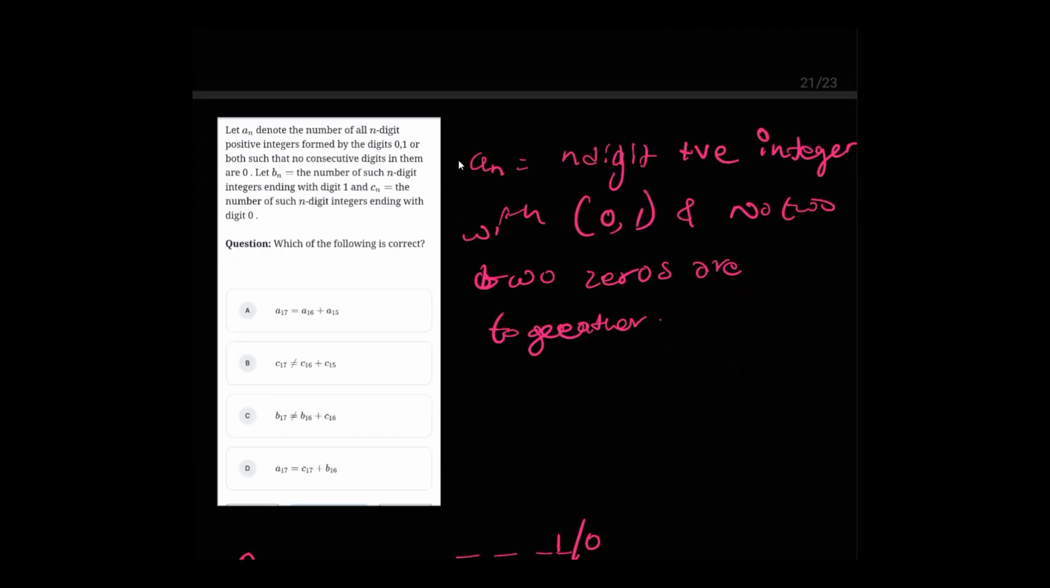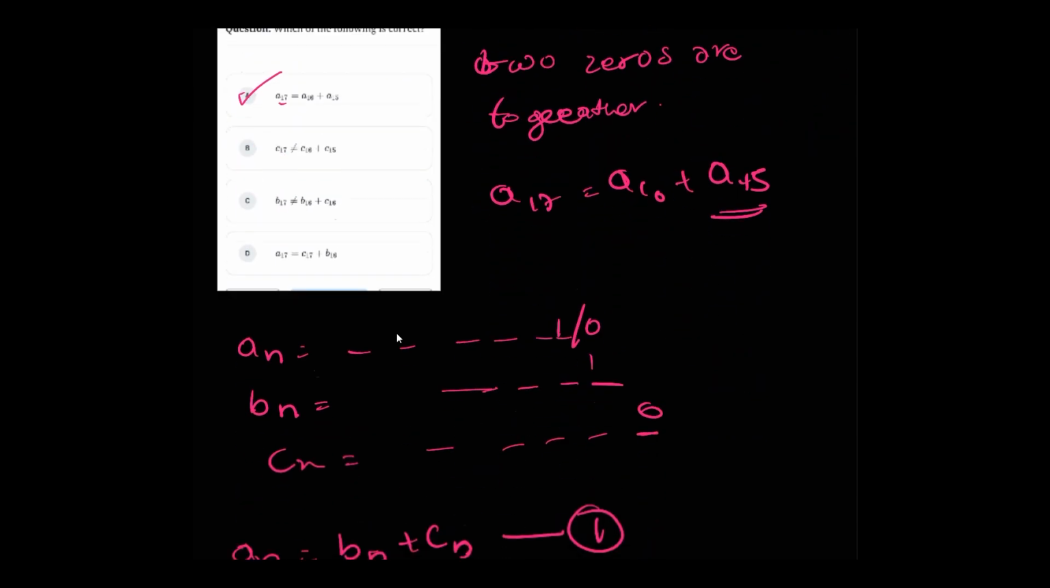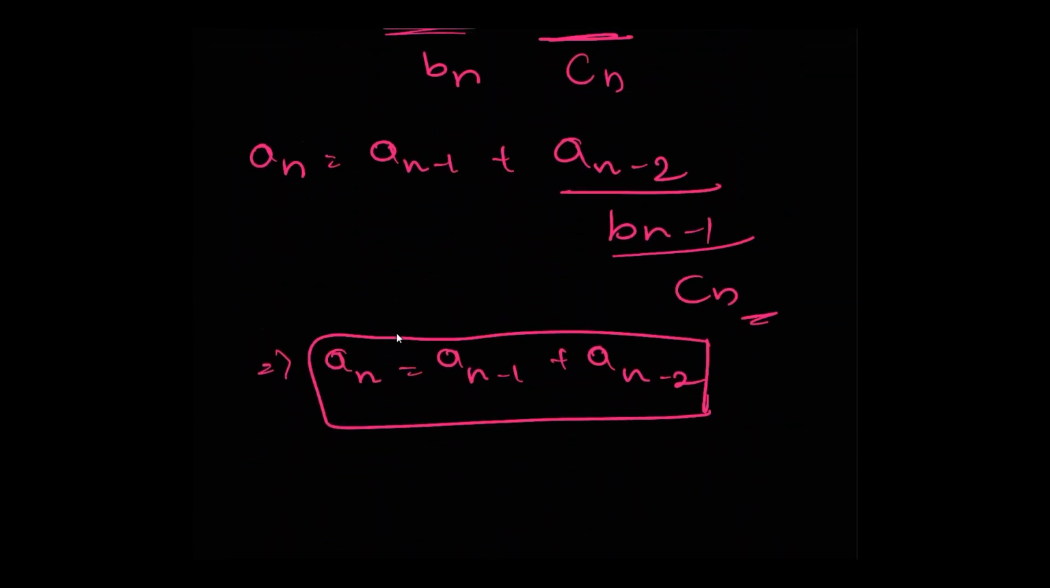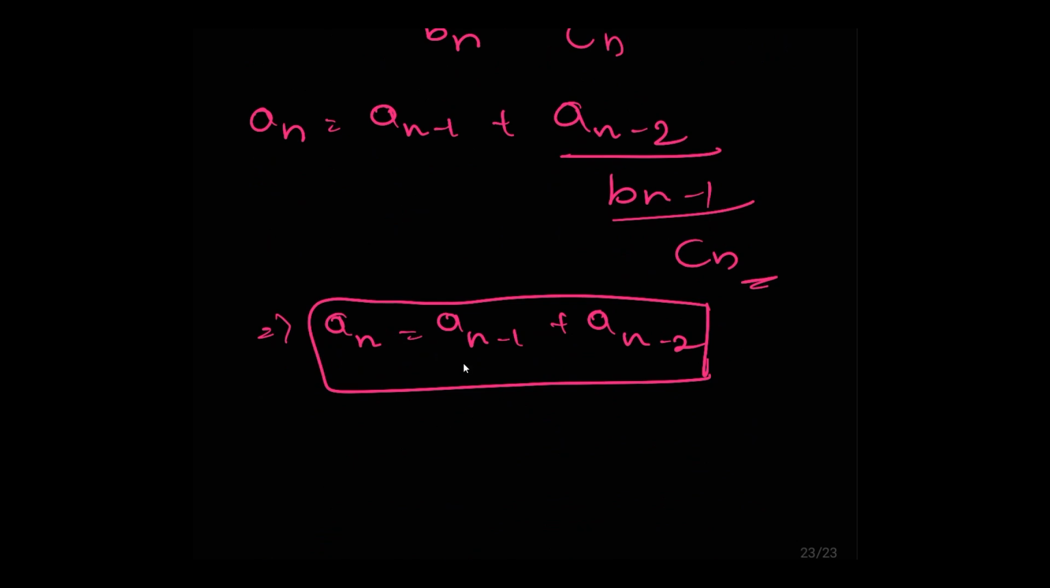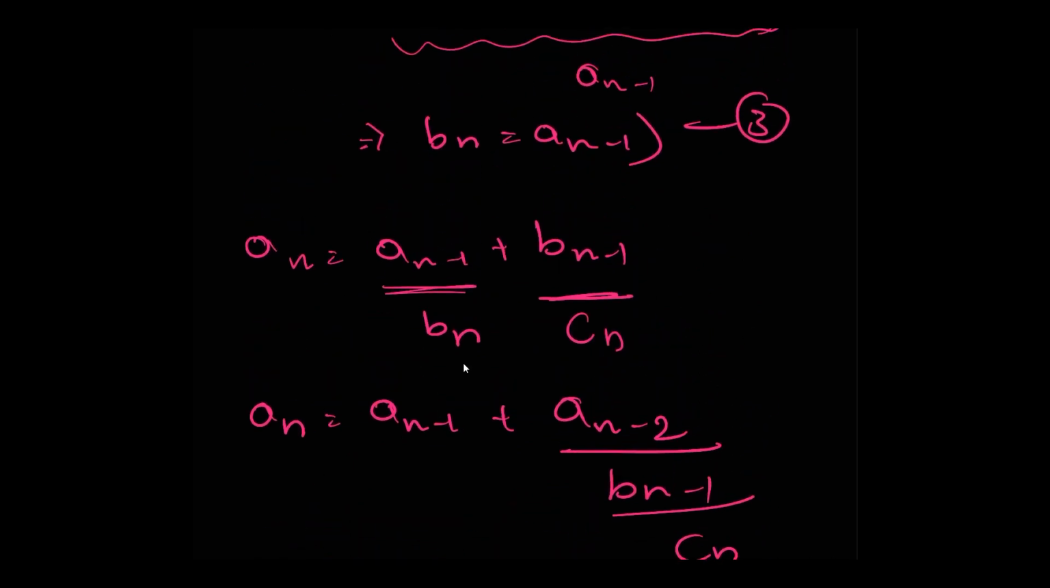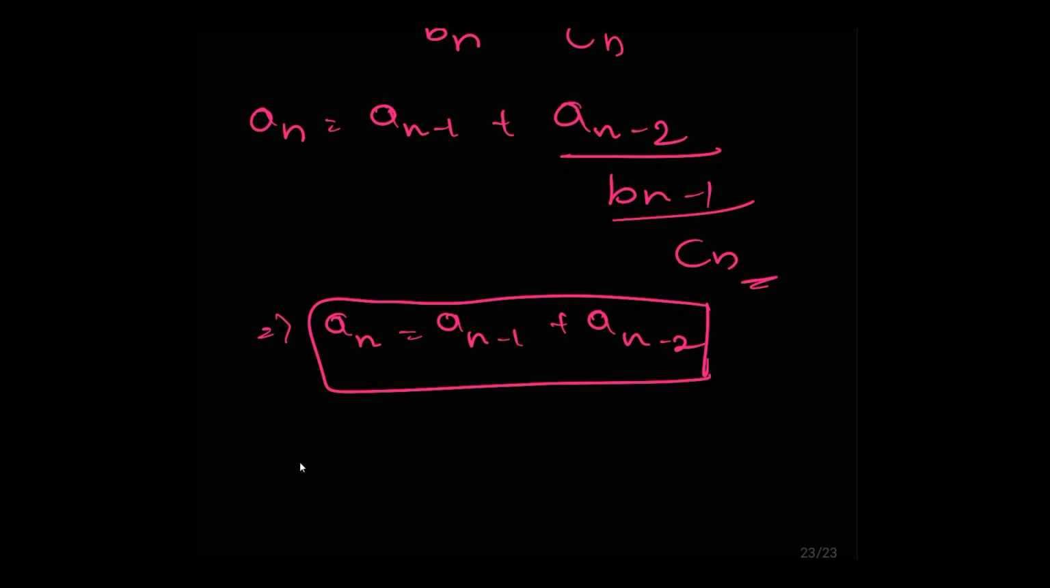Now we will check the options. See, the first one is right. A17 equals A16 plus A15. I have given that C17 not equals C16 plus C15. Let us see that one also. Now here, what can Cn be written as? Let us take it like this. An can be written as Cn plus 2.